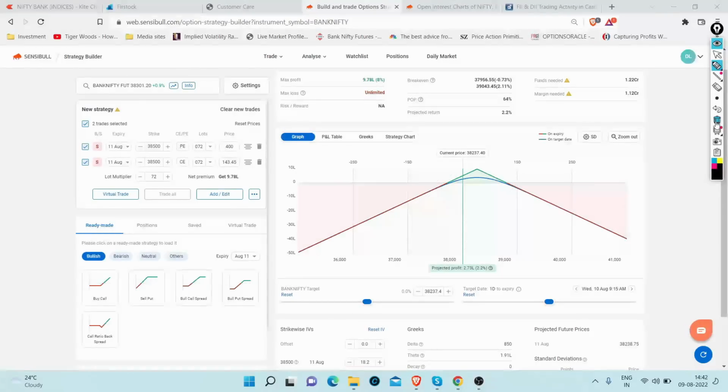So this was a short video on why exactly we ended up taking this trade, what is the logic behind taking the trade, and also how we intend to manage the positions.